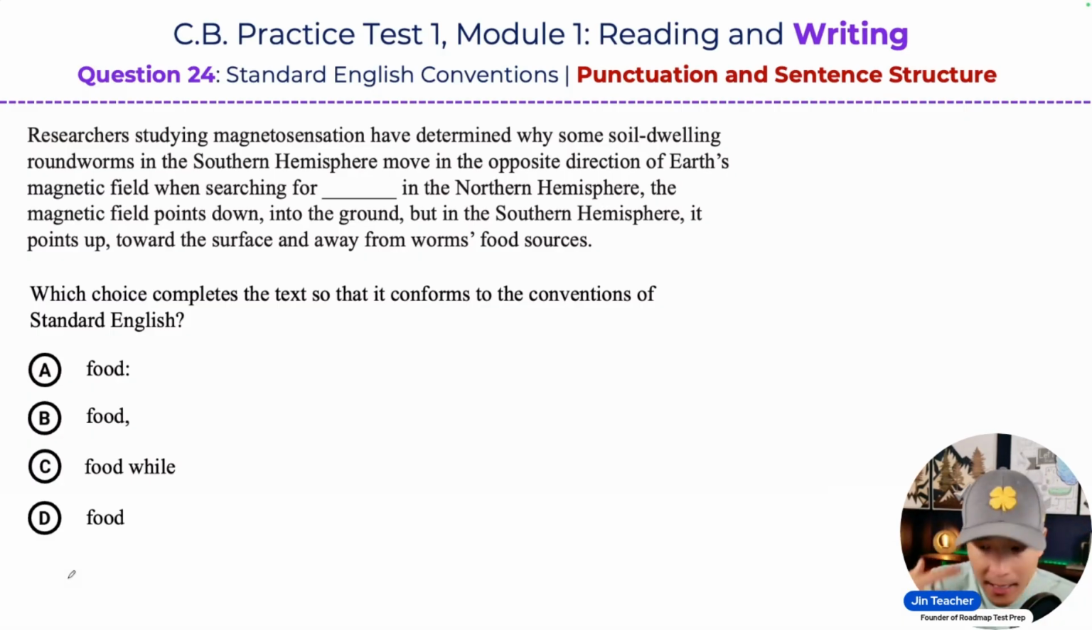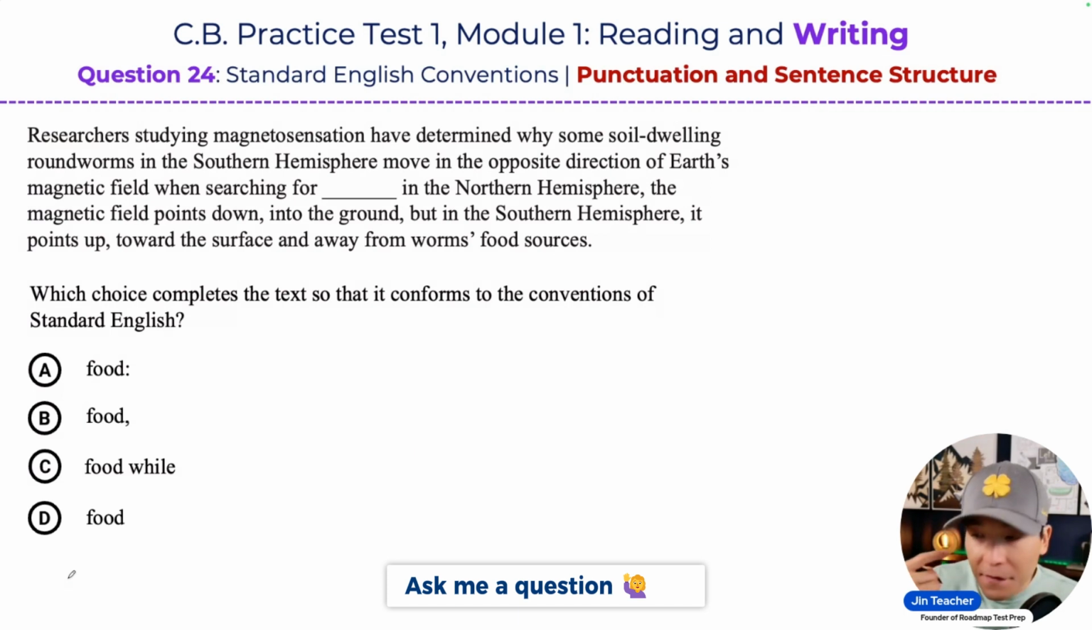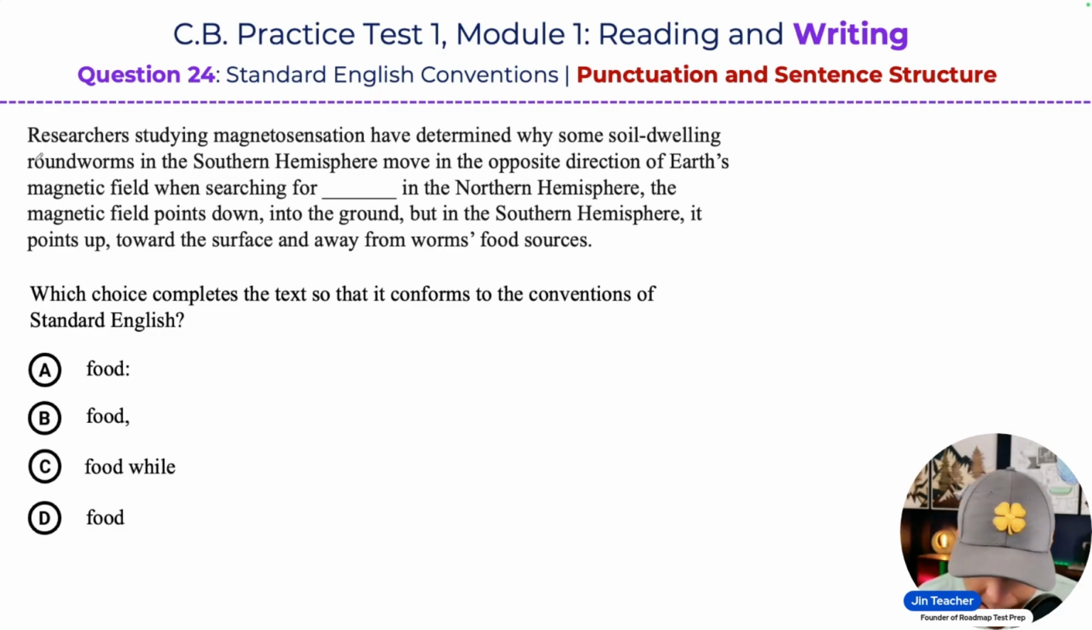So in the back of my mind, I'll take you through it as I'm reading the sentence. I'll think out loud, I'll tell you what I'm thinking, and I'll also take some notes to show you what it is that I'm thinking, okay? So here it says, researchers studying magnetosensation.